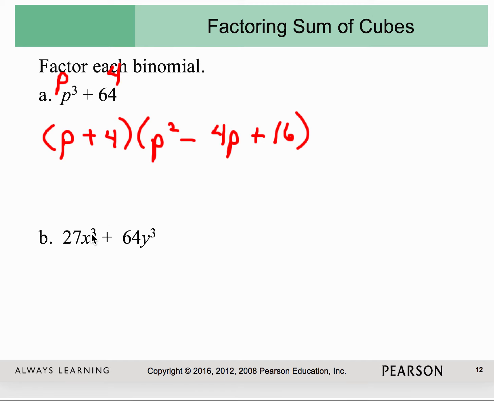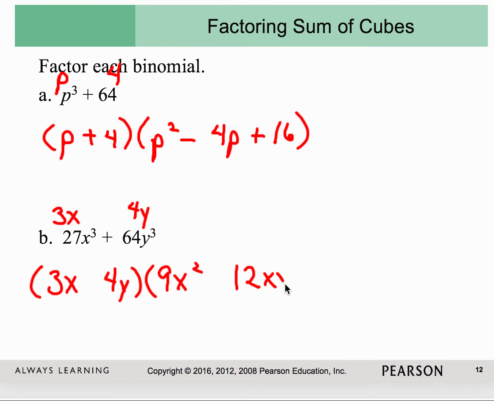Okay, once again, I'm looking at cubes. So that I know is 3 cubed, and of course that's x cubed. That's 4 cubed, and that's y cubed. So that's what goes in my first factor. Okay, this times itself. This times this. And this times itself. So, same, opposite, always positive.